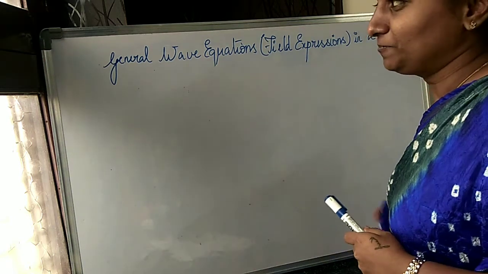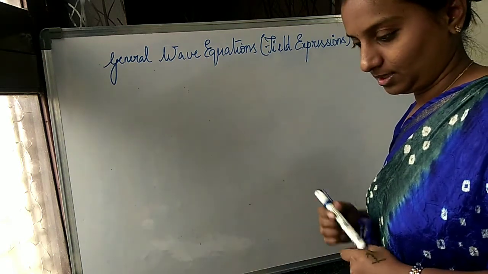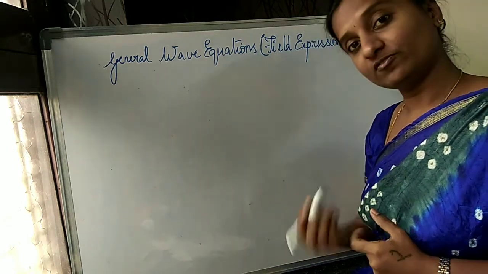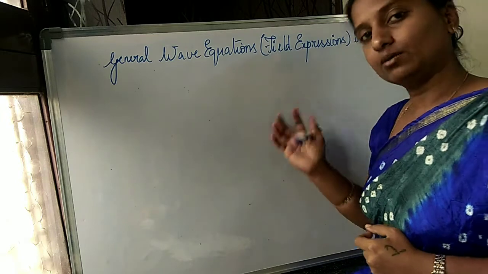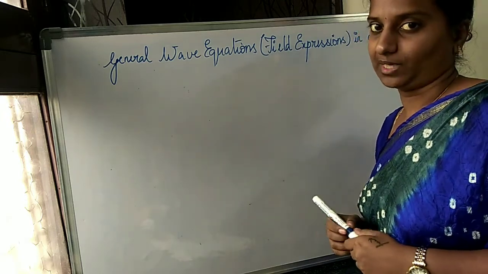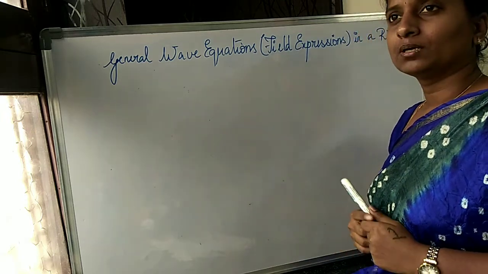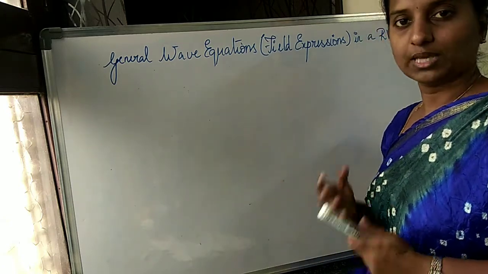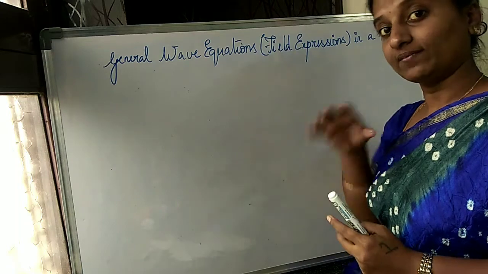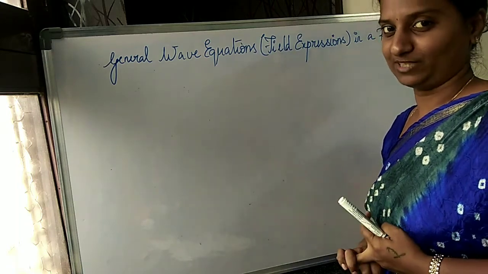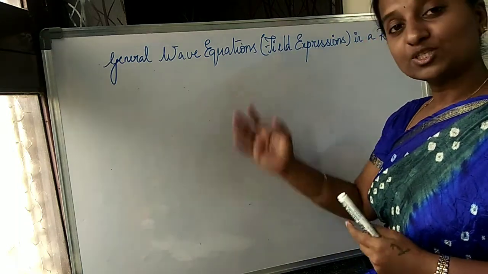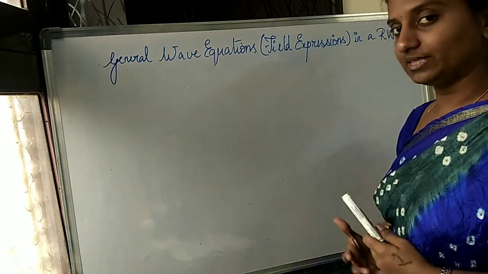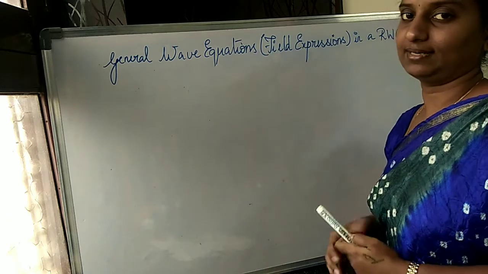Good afternoon, everybody. I wanted to talk about the field patterns in a rectangular waveguide. But before going to the field patterns, we should recall what the wave equations in a rectangular waveguide are. The wave equations can also be called field expressions, because any electromagnetic wave is going to have an electric field as well as a magnetic field, right? And we are going to see what field expressions are available in a rectangular waveguide.